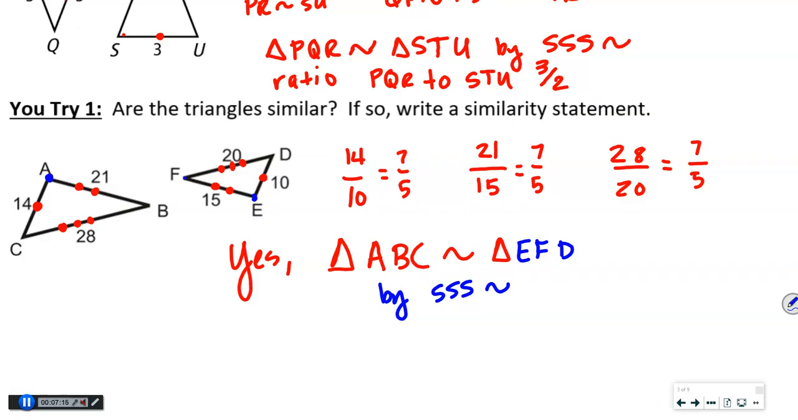And again, depending on how they ask us for the ratio, if they asked us for ABC to EFD, it would be 5/7. If they asked us for EFD to ABC, it would be 7 over 5. So is it getting bigger or smaller? That's the way you need to think of it if it asks for the ratio, okay?